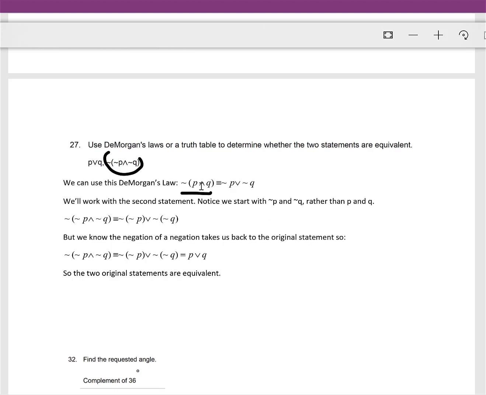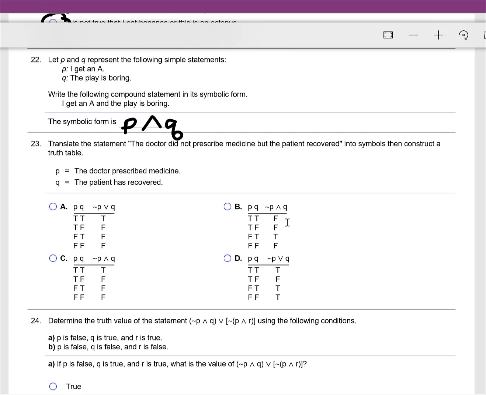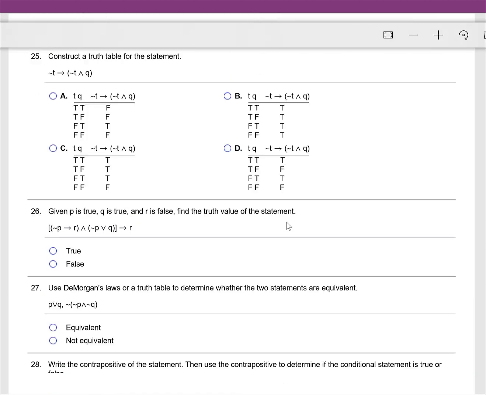And look at the pattern. The P went to not P, so my not P goes to, I've got it, actually the negation here, it's going to go to a negation, it's going to go to P. And then the Q goes to not Q, so a not Q is going to go to a Q. And also the AND statement goes to an OR statement. So here's what I end up with, and these two statements are equivalent. All right, so then let's go back over. And so now we're up to 28.